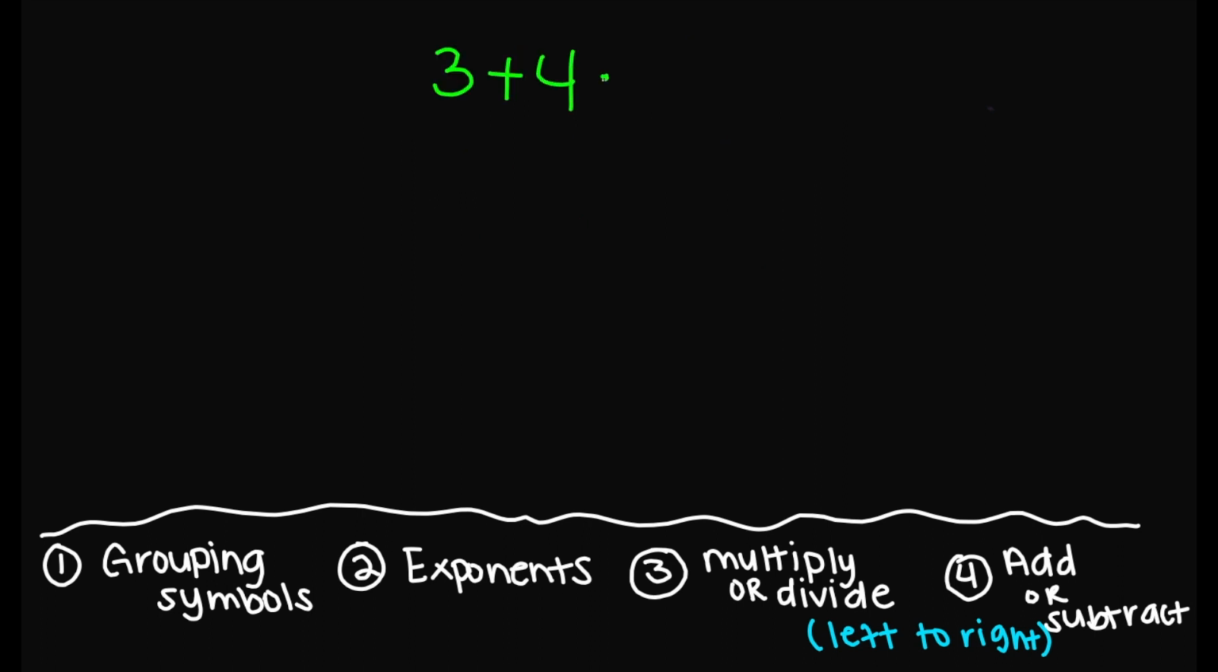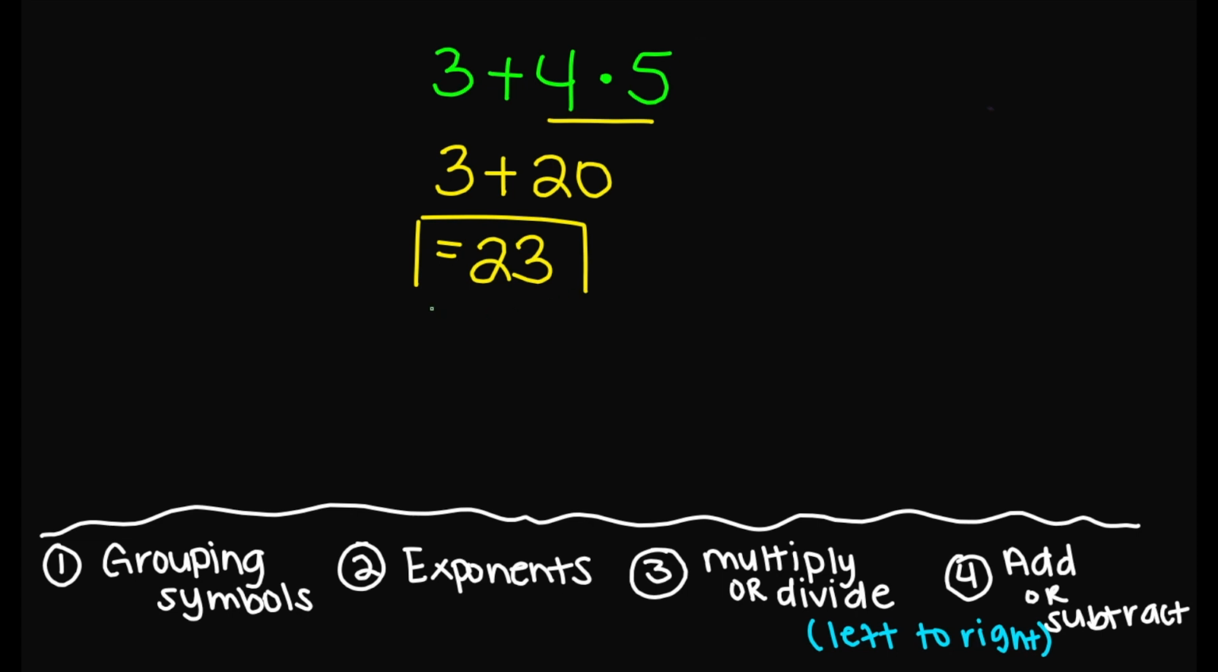3 plus 4 times 5. First, we're going to multiply. So 4 times 5 is 20. So I have 3 plus 20. And 3 plus 20, this is going to equal 23. So your final answer here is 23.